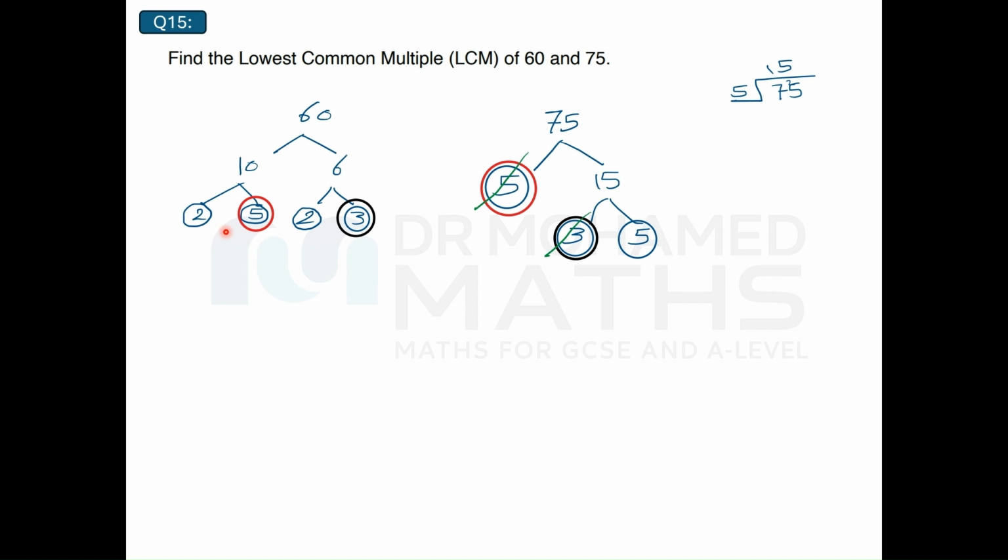And the rest, which haven't been cancelled, must be multiplied together. So that means 2 times 5 times 2 times 3 times 5 should give you the LCM, as you can see here. 2 times 5 times 2 times 3 times 5 equals 300. So 300 is the lowest common multiple of 60 and 75, and this is your answer.